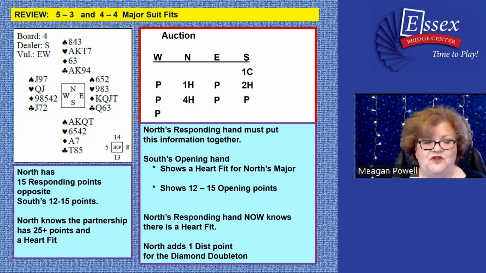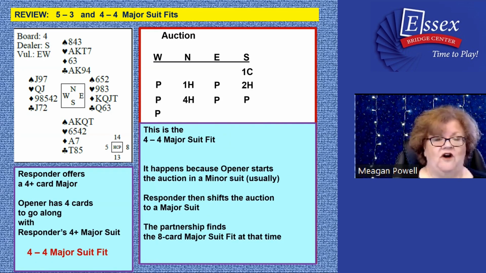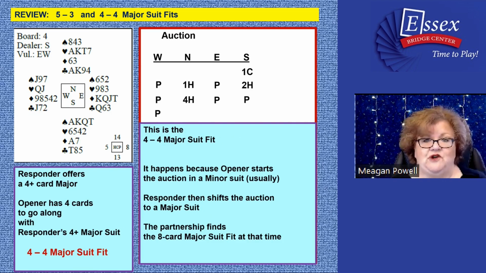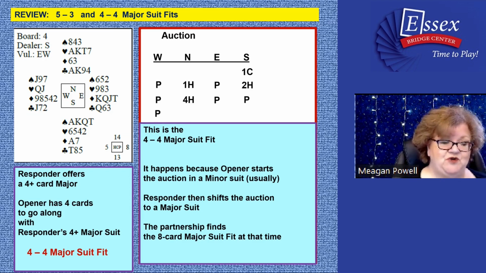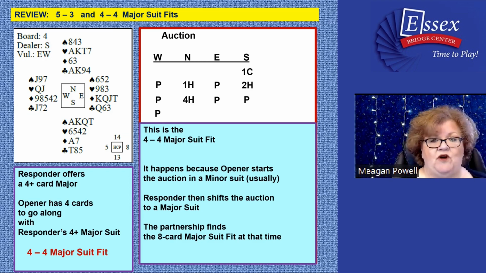All right. So this is the 4-4 major suit fit. The 5-3 major suit fit starts when opener begins with a major suit and 5 or more cards. But the 4-4 fit usually happens because opener starts in a minor suit, responder shifts the auction to a major suit, and the partnership finds 4 cards in one hand, 4 cards in the other hand to go together in a major suit. They have an 8-card fit, 4-4. Okay?